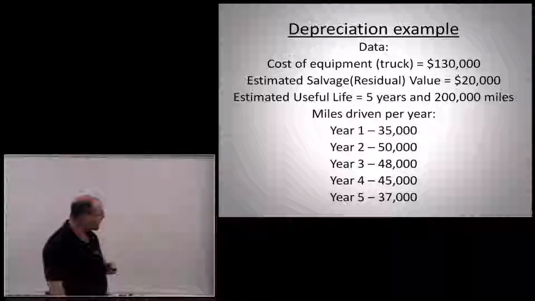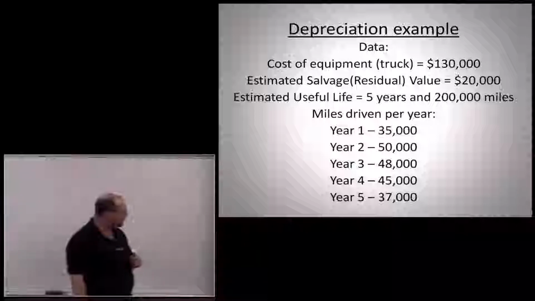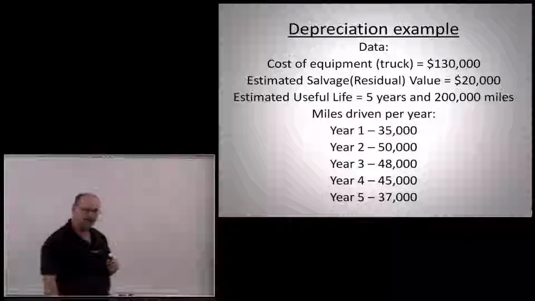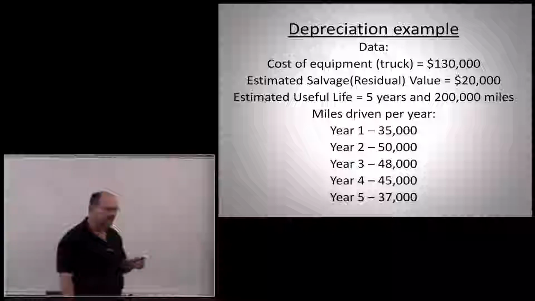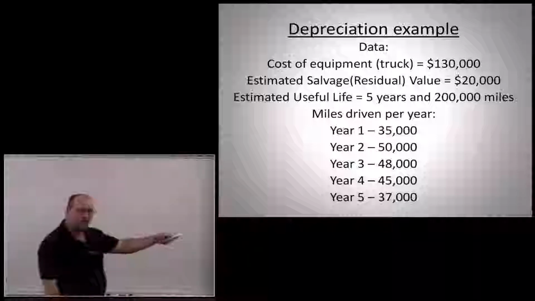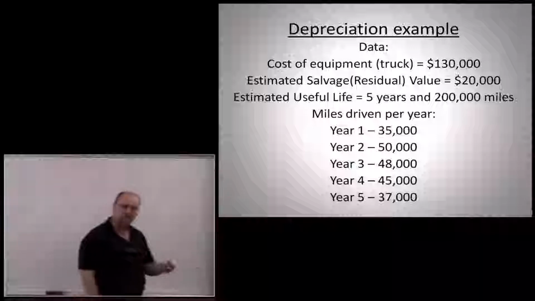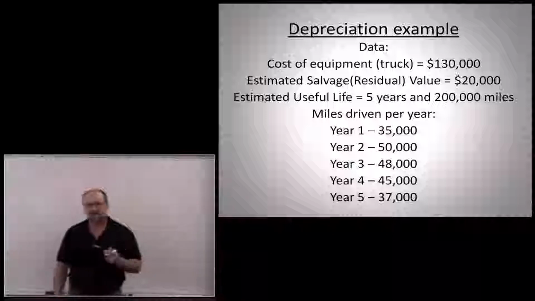Okay? Now, I'm also giving you the number of miles this truck was driven each year because we're going to need this information for the units of activity method. And we'll refer back to this. Okay, year 1, 2, 3, 4, and 5. These are the actual miles we drove. We estimated about 200,000. If you were to add those up, you'd see that we actually drove it a little bit more than we estimated, and that's fine.